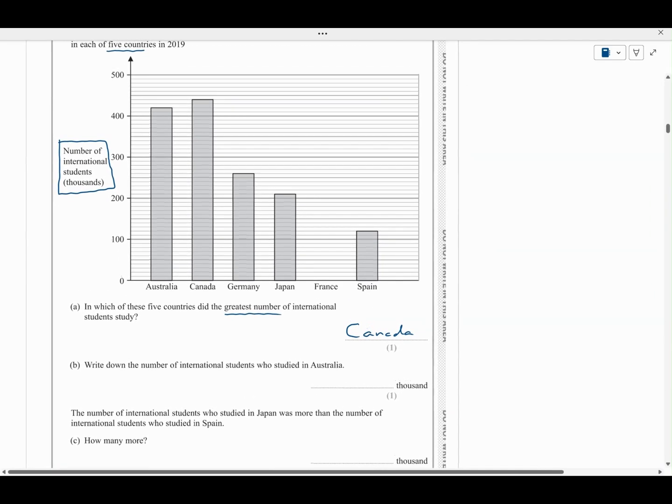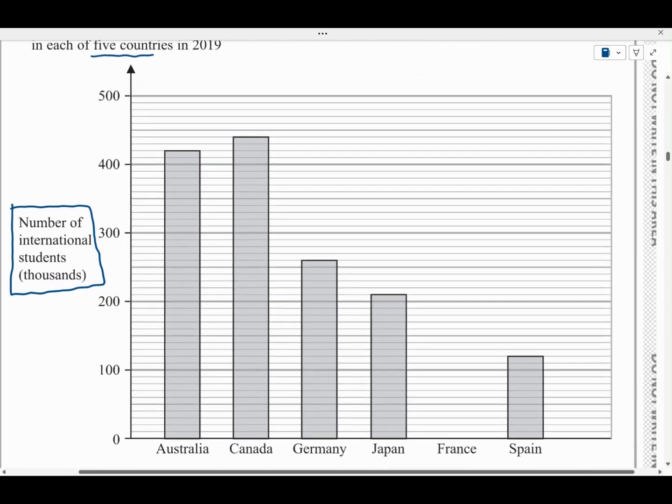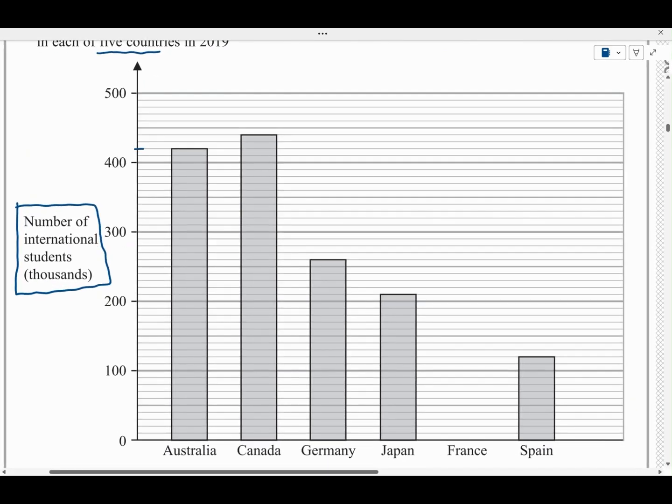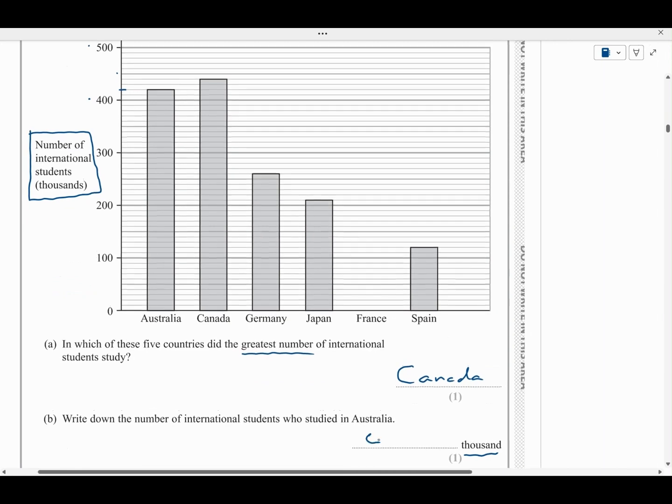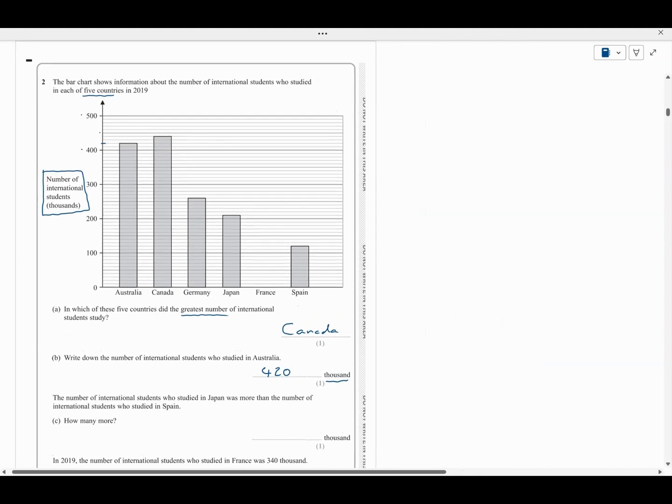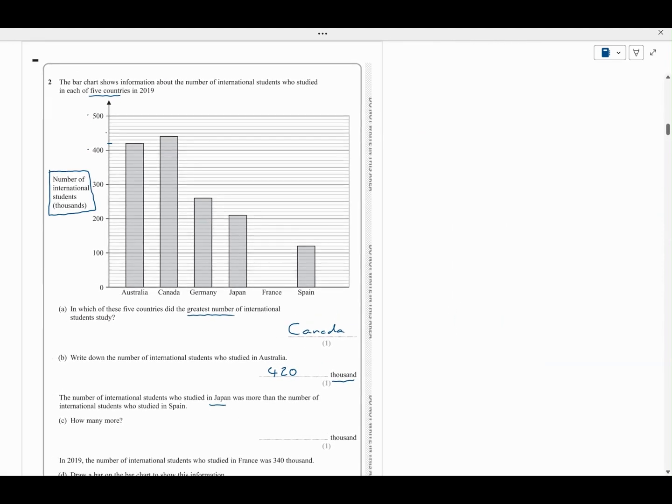Write down the number of international students who studied in Australia. Now, do you notice how it says thousand? So we're going to have to read off what that is there. Be careful with the scale. 400, 500. So that's going to be 450,000. So that's going to be 420,000. So the answer is 420,000.